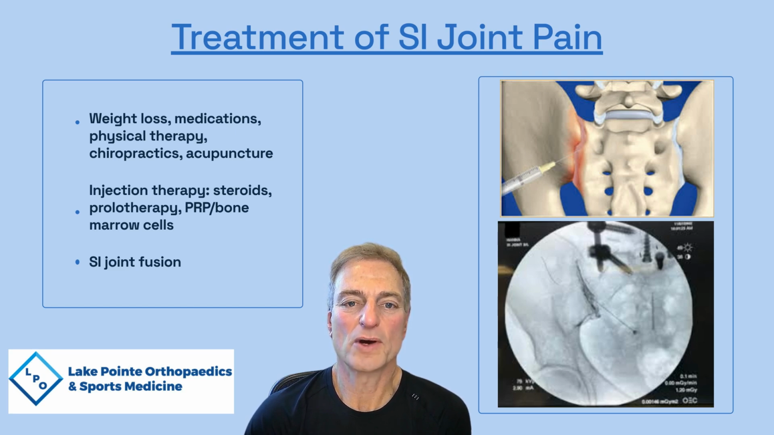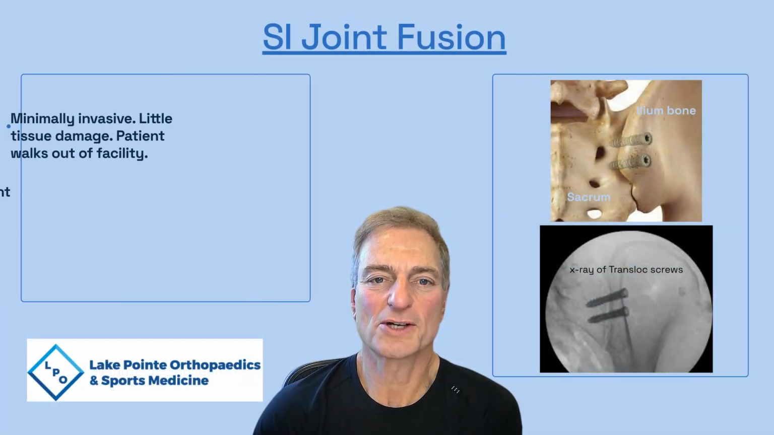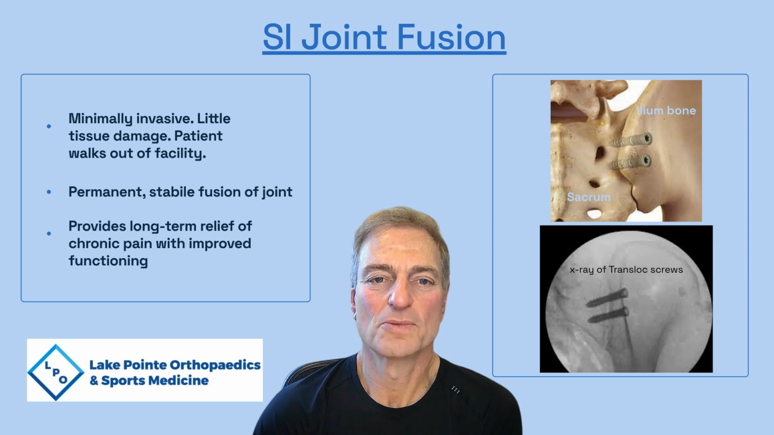PRP and bone marrow-derived cells utilize beneficial proteins and growth factors within the patient's own platelets and bone marrow cells to reduce inflammation and promote healing. Finally, if more conservative measures fail, SI joint fusion is an option to permanently stabilize the joint. I would like to describe the SI joint fusion procedure in more detail.